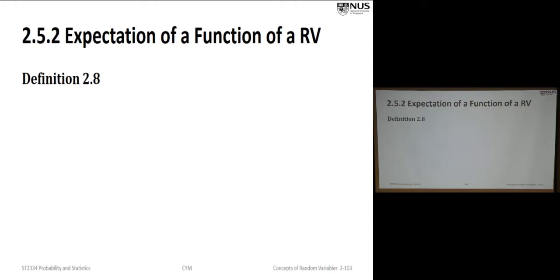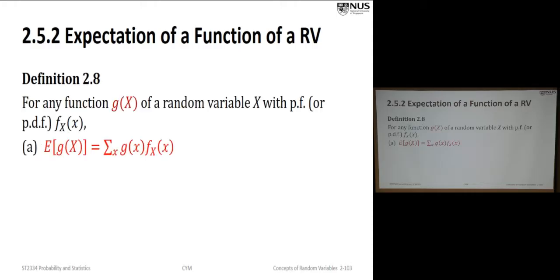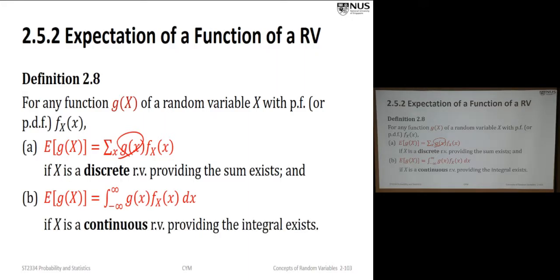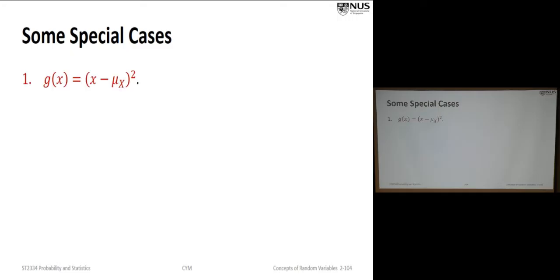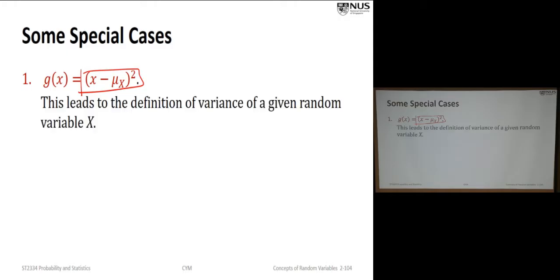So expectation of a function of a random variable, I just mentioned it. So you just replace x by g(x). All right. For continuous, integrate. Very simple. All right. Here's a special case. When you take the expectation of this, we have a name for it. It's called variance. So that's the definition.